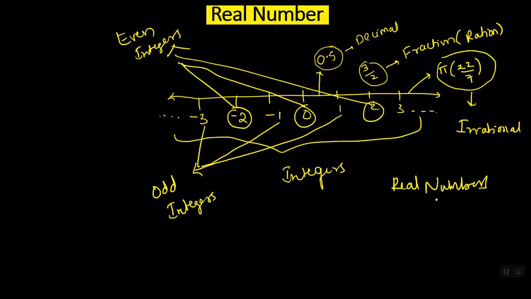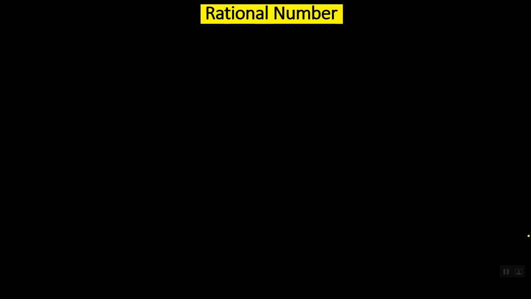Which are those? As we mentioned, rational numbers and irrational numbers. Let's see what these mean. A rational number is any number which can be represented in the form of a fraction, that is, whose numerator and denominator are both integers. So in general, any number which can be represented in the form p by q, provided q is not equal to 0, is said to be a rational number. It's basically a fractional representation. Such numbers are said to be rational numbers.